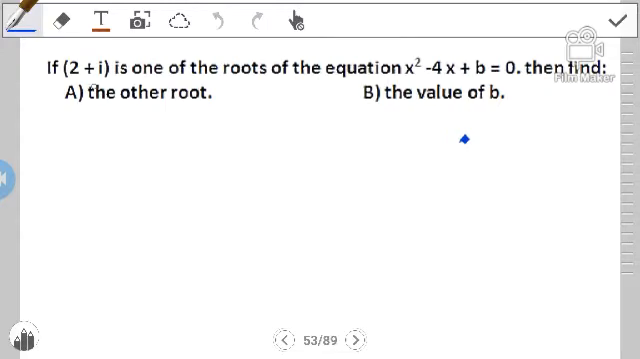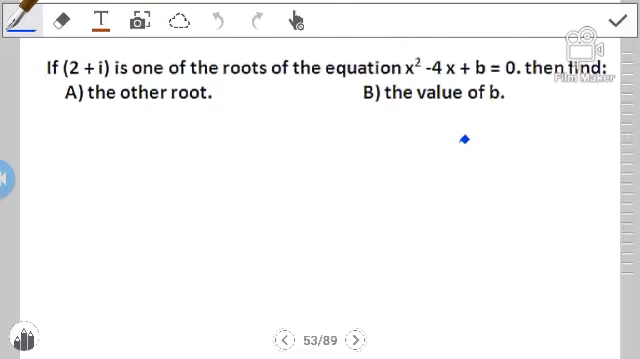بيقول لي هنا if 2 + i is one of the roots of the equation x^2 - 4x + b = 0, then find the other root and the value of b. هنا بيقول لو أنا أعطيتك one of the roots والروت ده كان complex number يبقى the other root it's conjugate، لأن كل ما حلينا quadratic equation كان يطلع two roots بتاعها complex number، واحد منهم a + bi والتاني a - bi، يعني it's conjugate، لأن الـ square root بيطلع لي في الحالة دي positive وnegative.